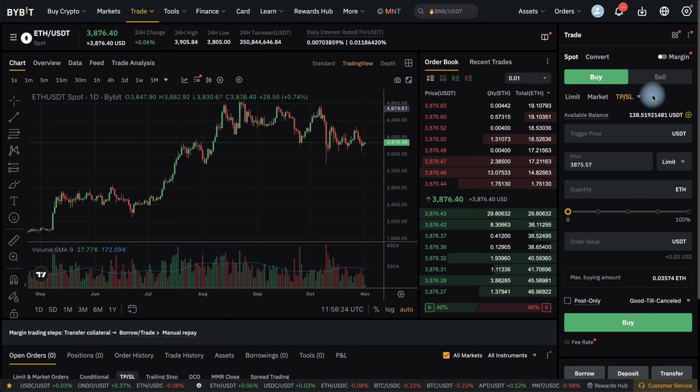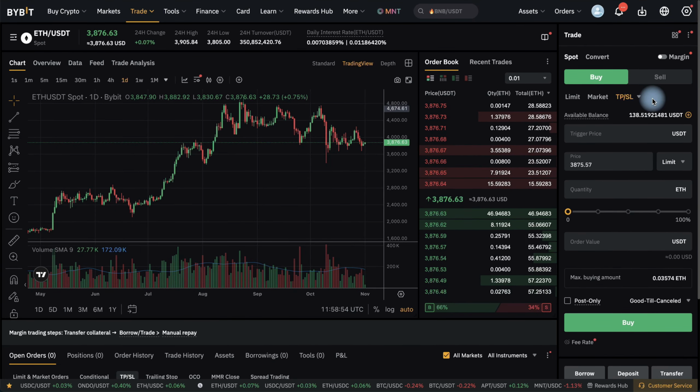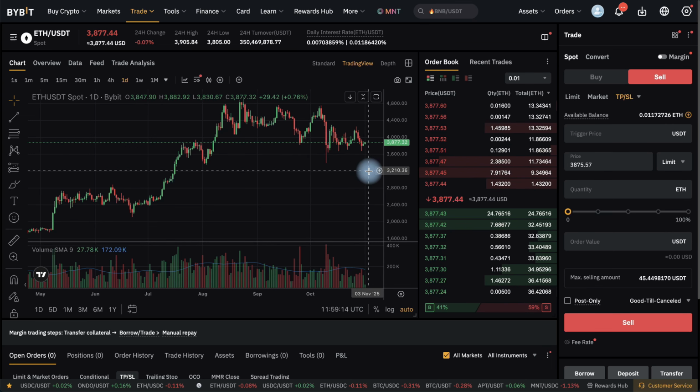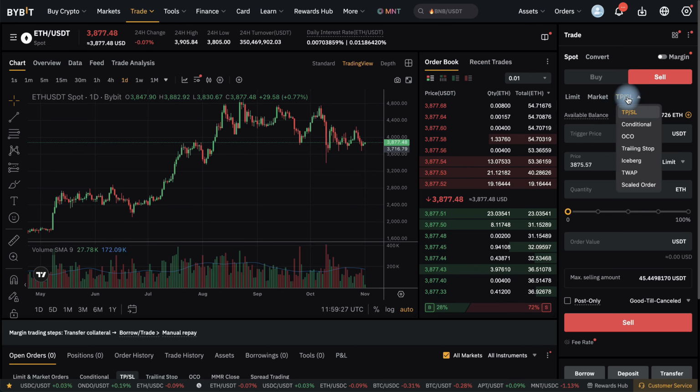Now let me show you how to set them on Bybit spot. The same logic applies to futures. And let's start with stop loss. For example, I have a small amount of Ethereum, 0.011, and I want to protect myself if the price starts dropping, say to $3,700. I want it to sell automatically, so I select take profit stop loss, enter the trigger price of 3,700 and then choose between a limit or market order.